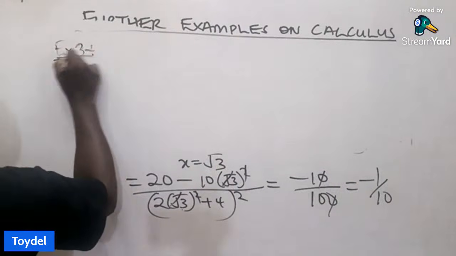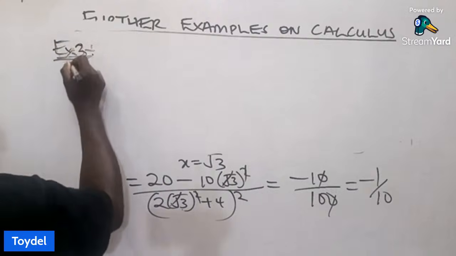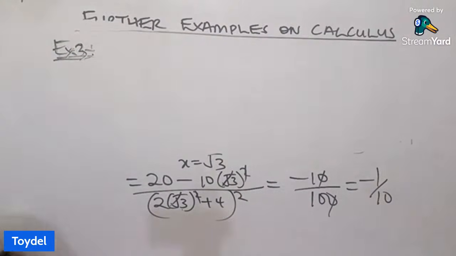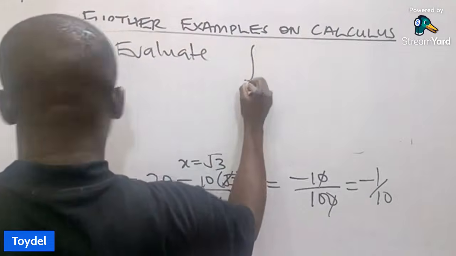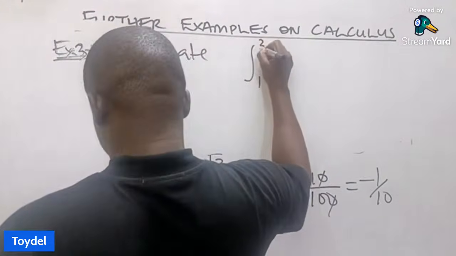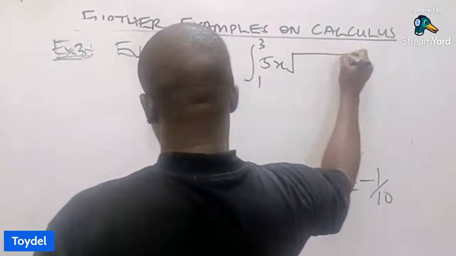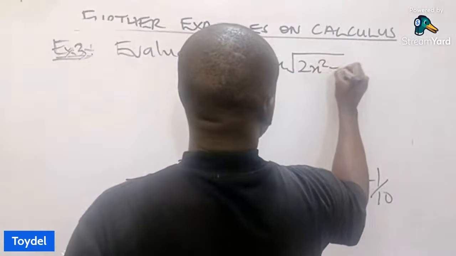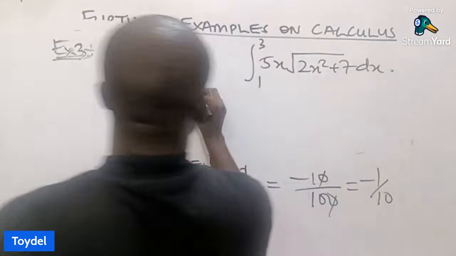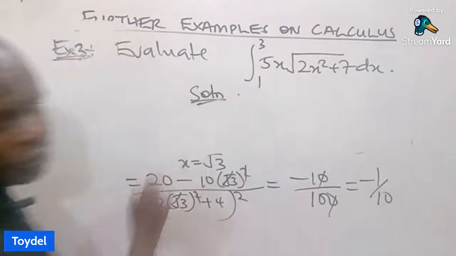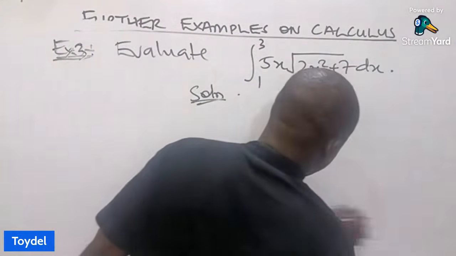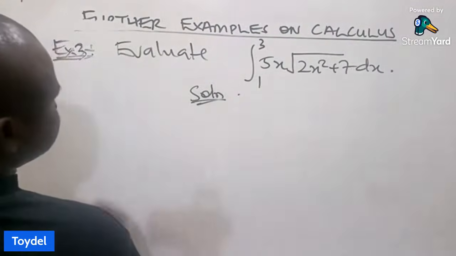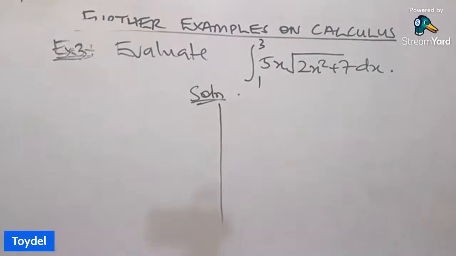Example 3. In this example, we are asked to evaluate the integral from 1 to 3 of 5x times the square root of 2x squared plus 7 dx. So this is what we have to do: we have to integrate. How do we approach this? That's what we're about to do. So let's look at it. How do we approach this problem?